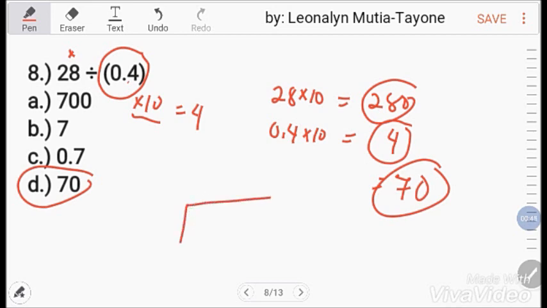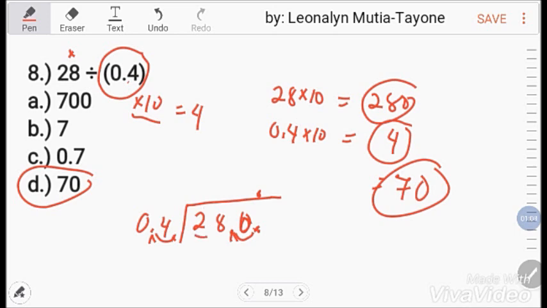Ganito natin, gawin natin ganito. Ito si 28. Ito si 0.4. Mag-move ka ng isang decimal dyan. Mag-move ka rin ng isang decimal dito. So, lagyan mo ng 0 in between. Itong decimal na to, itaas mo dyan. So, that will be 280 divided by 4.